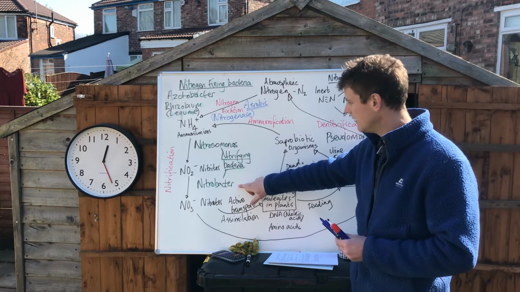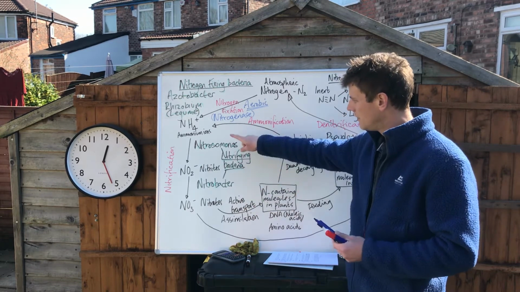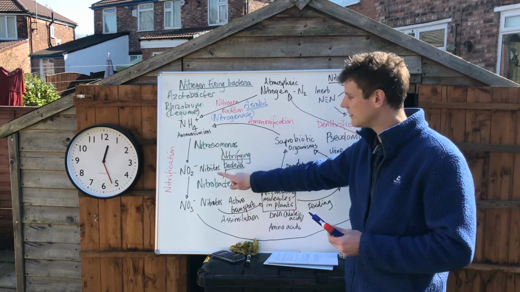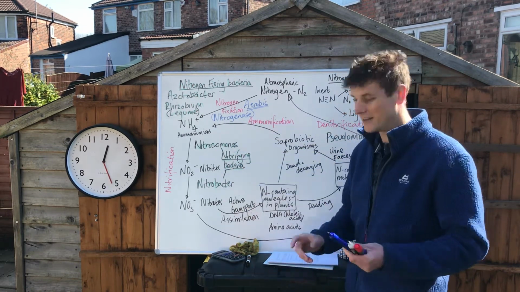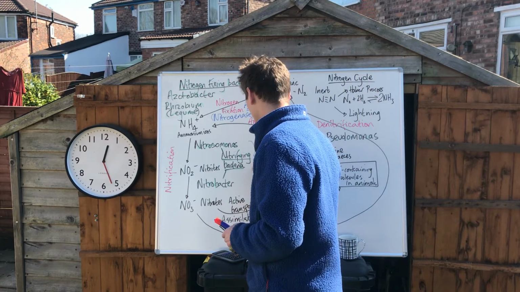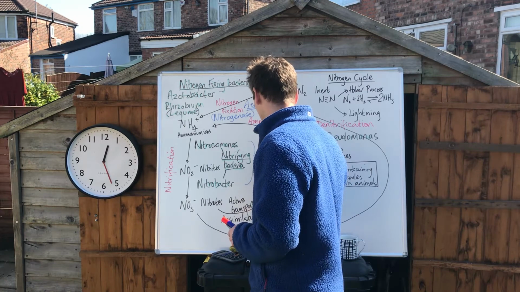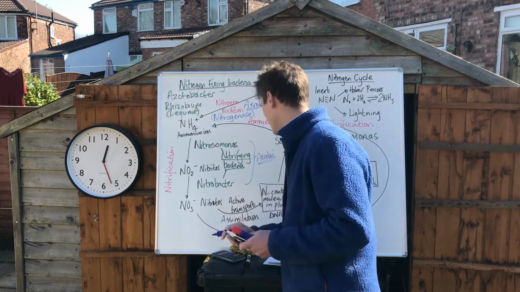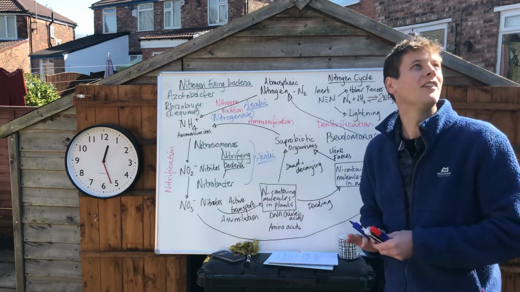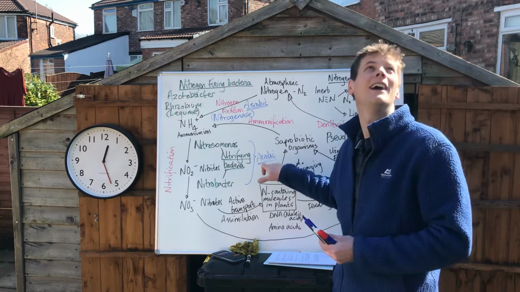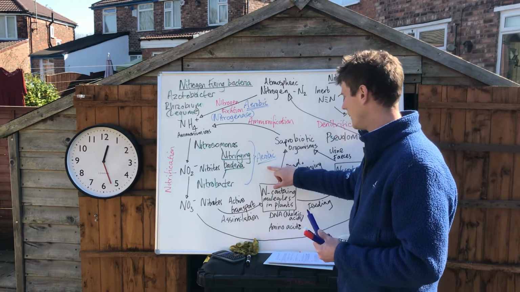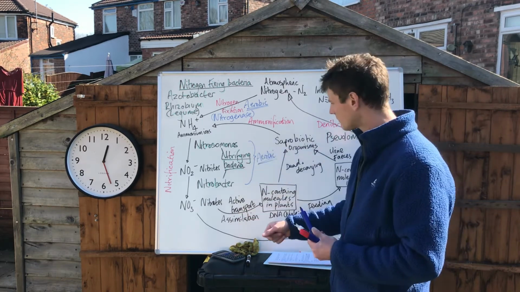Nitrosomonas and Nitrobacter, the nitrifying bacteria, well, they are oxidising ammonium ions into nitrites and then nitrates. Again, these are aerobic. Really important. A farmer wants to promote those bacteria, and they do aerobic respiration to do that.